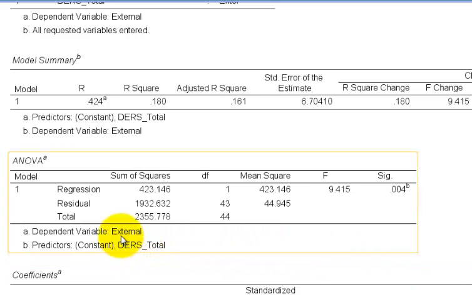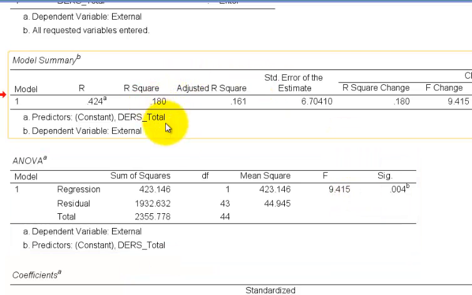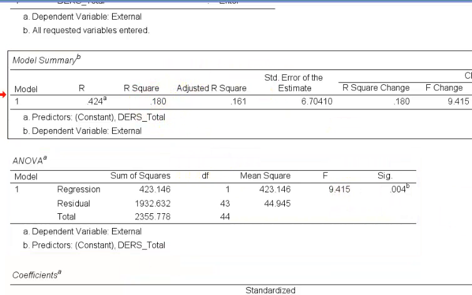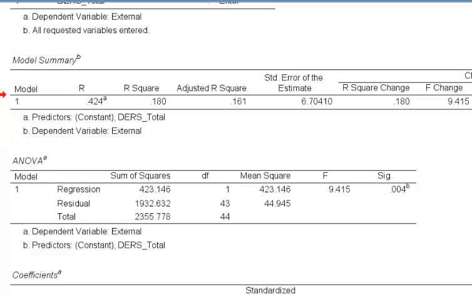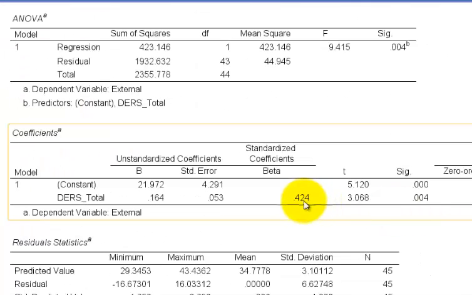Here's another one. DERS and external eating. Yeah, there's a significant relationship there too. R squared, 0.18. That's good. Let's look at your beta weight. Your beta weights are all relatively large. You're all in the 0.4s, which means I think you got something here.